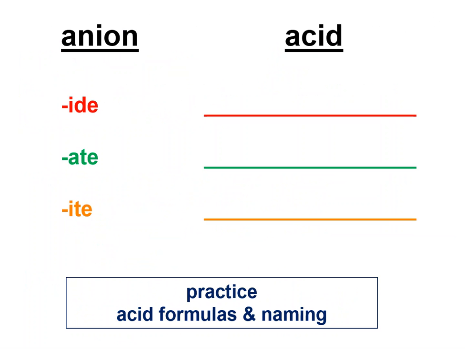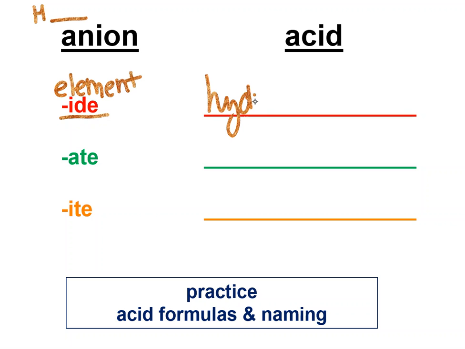So this is just a little summary of what I just said. If the anion, and remember the anion is just whatever is after the hydrogen, if the anion ends in "ide," and that's the case if it's just an element and not a polyatomic ion, then you do hydro, base, ic acid.